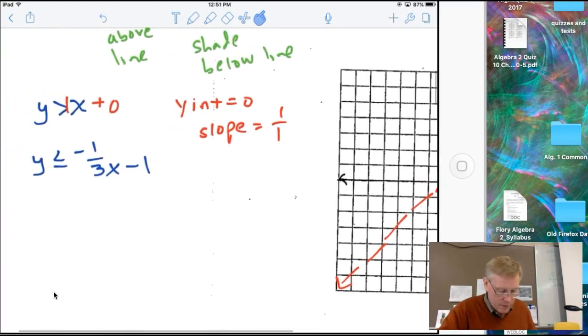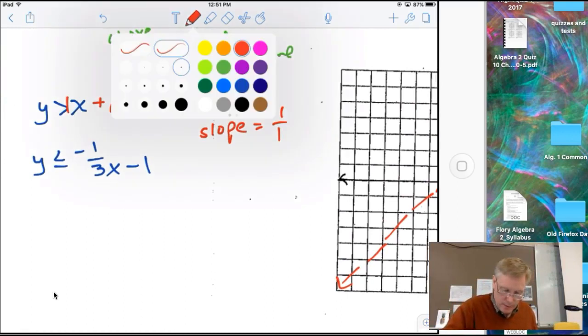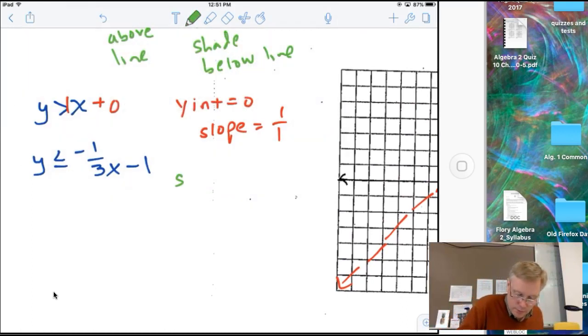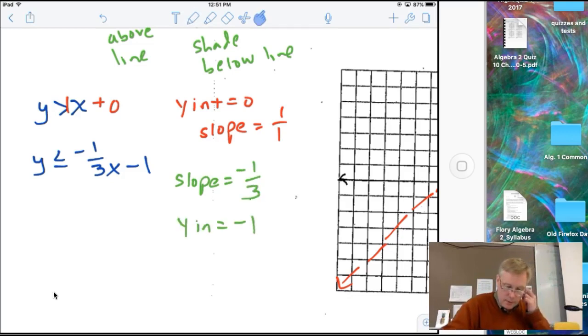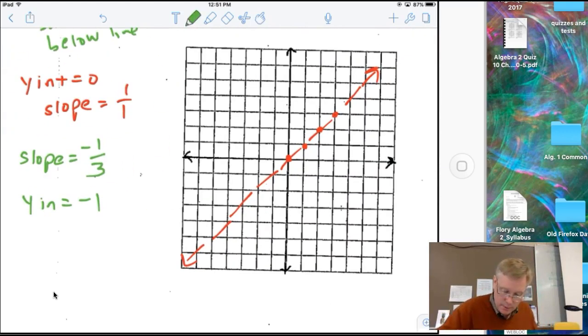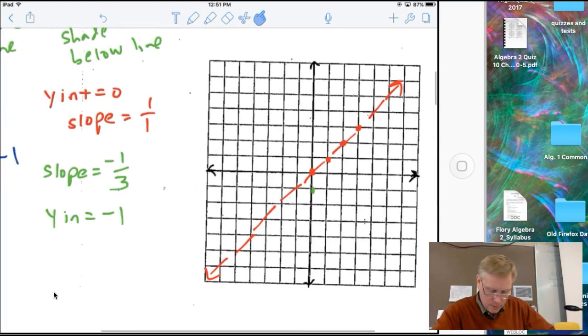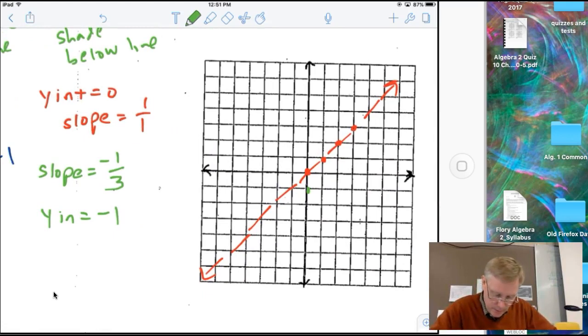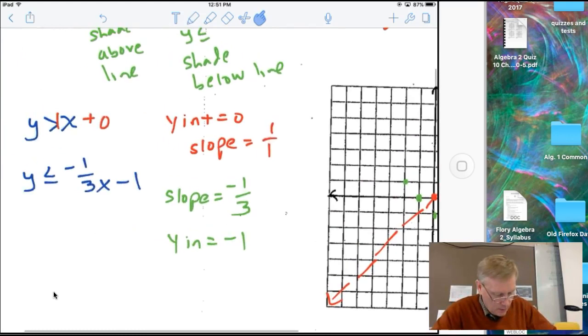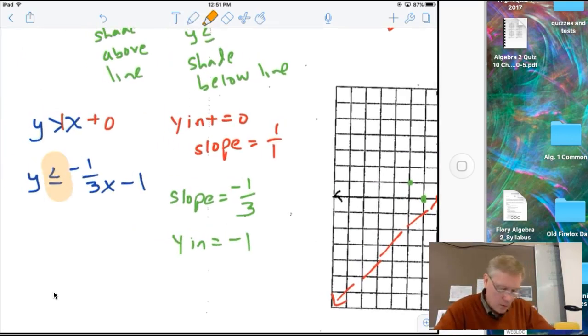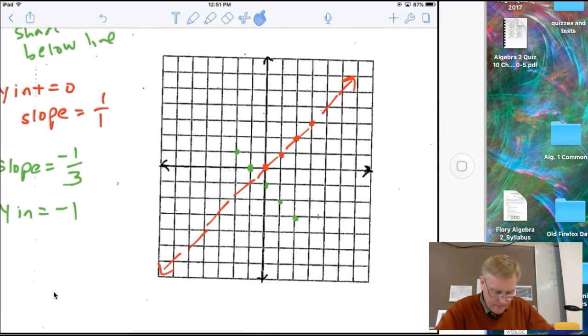All right, so there's the first one. Second one has slope of negative 1/3 and a y-intercept of negative 1. So I can go over here to the negative 1, start there, and then this one's got slope of negative 1. Which means I'm going to go up and to the left and down and to the right, and that one's a solid line because it's got that or equals to underneath it.